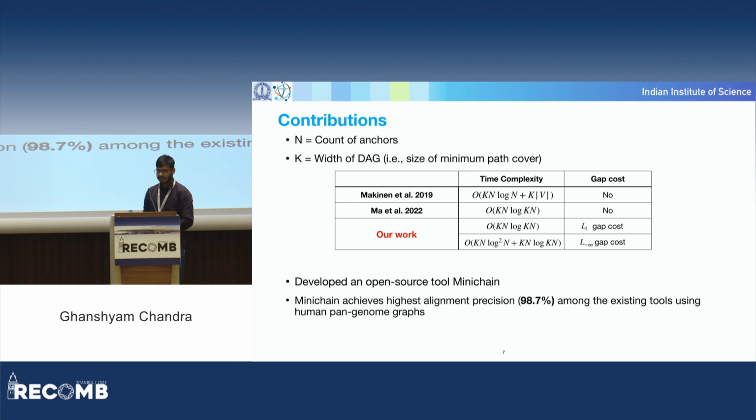Based on these theoretical results, we have developed an open source tool, which we call minichain. We have benchmarked minichain against all the existing tools for a human pangenome graph, and minichain achieved the highest alignment precision of 98.7% among all the existing tools.